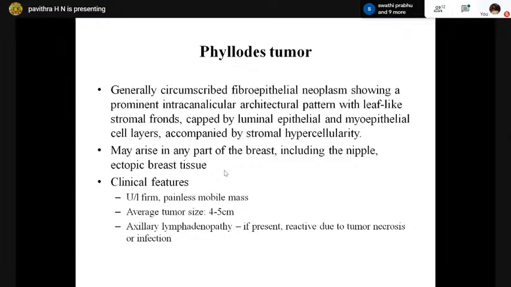Usually they are unilateral. They also present as painless mobile masses, usually around 4 to 5 centimeters, slightly larger than the size of the fibroadenoma. Axillary lymphadenopathy can be seen, not necessarily due to metastasis. It can be a reaction to the tumor necrosis or infection. So axillary lymphadenopathy due to Phyllodes metastasis is very, very rare.